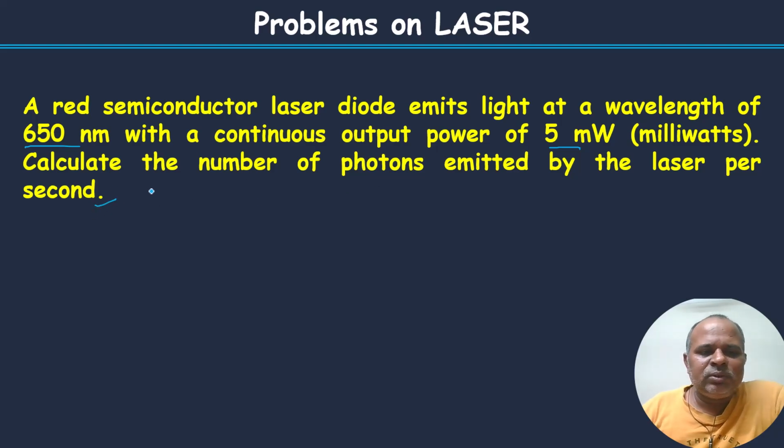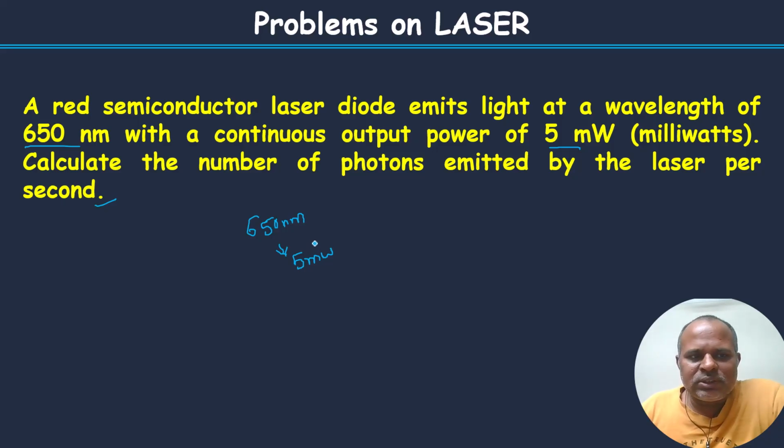Right, here they are giving you a laser which is emitting at a wavelength of 650 nanometers, and the power of the laser is 5 milliwatts. We need to find the energy of the photons and also the number of photons emitted from this laser per second. How many photons are emitted from the laser source every second? That is the question we need to solve. Let us start.